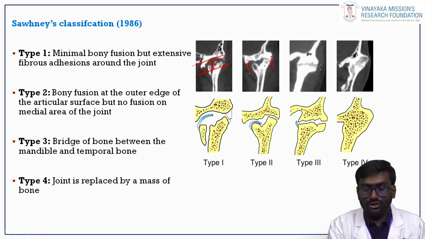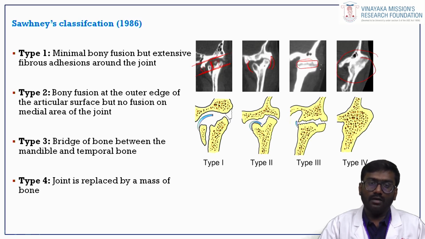Type 3, you have a bridge of bone between the mandibular condyle and the glenoid fossa, and in type 4, you cannot demarcate which is condyle and which is the glenoid fossa. Entirely the joint is replaced by bone. So this is very useful in treatment planning as well, and you will know the amount of bony fusion which has happened. So again, a quick recap of this particular classification alone, you have type 1 to type 4.